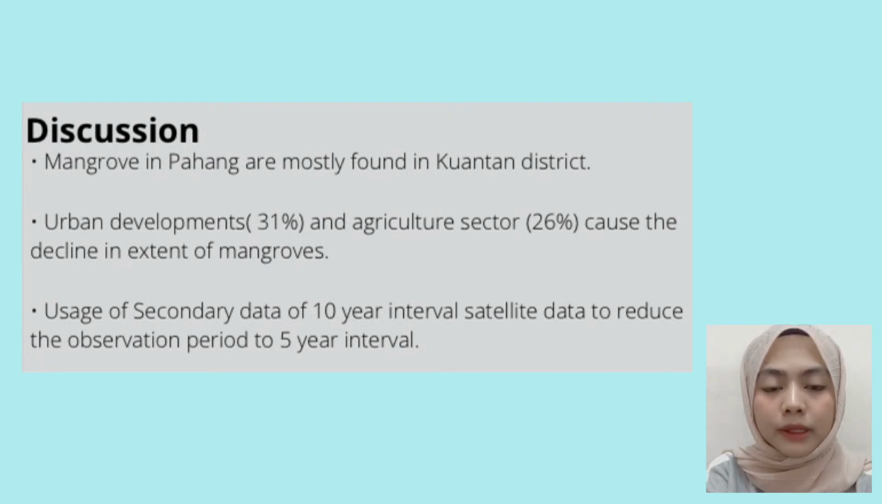However, 31% of urban developments and 26% of agriculture sector caused the decline in extent of mangrove.